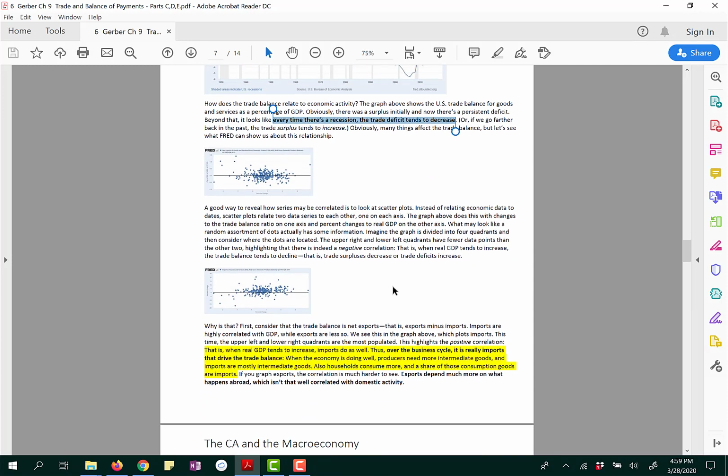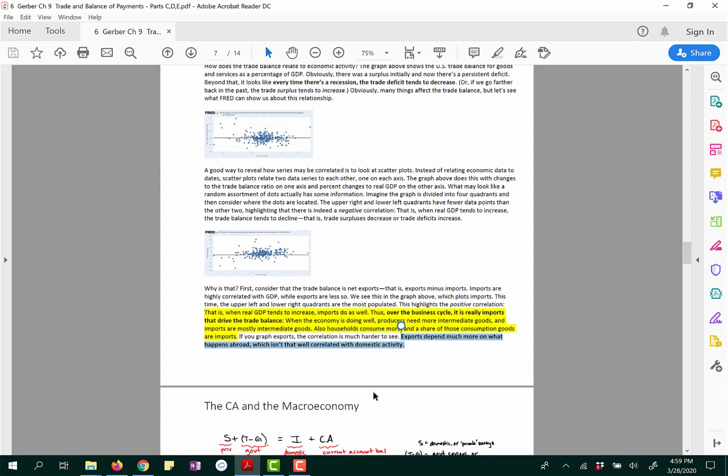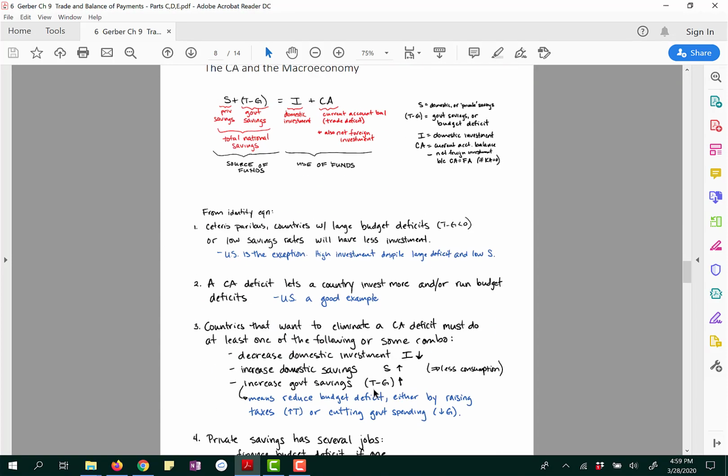The explanation for this lies mainly in imports. So when real GDP increases, so do imports. When the economy is doing well, producers need more intermediate goods, and imports are mostly intermediate goods. Also, households consume more, and a share of those consumption goods are imports. Exports depend much more on what happens abroad, which isn't correlated with domestic business cycle activity. So there's another explanation for causes of the trade deficit.